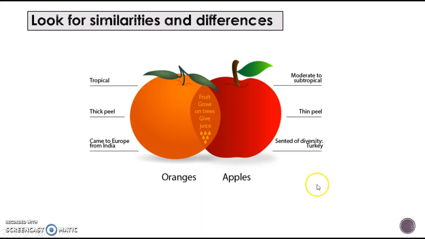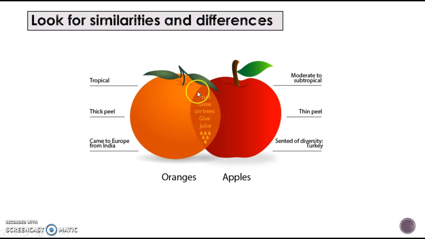So how do we do it? We look at similarities and we look at differences, because nothing is exactly the same. Although oranges and apples are both fruit, they're different in where they grow, tropical, subtropical, the peel, where they came from. But we also look for what's similar in both of them. They're both fruit, they both grow on trees, and they both give juice.